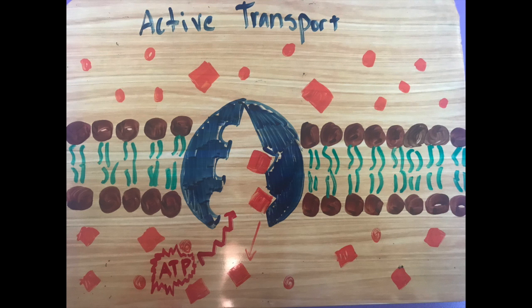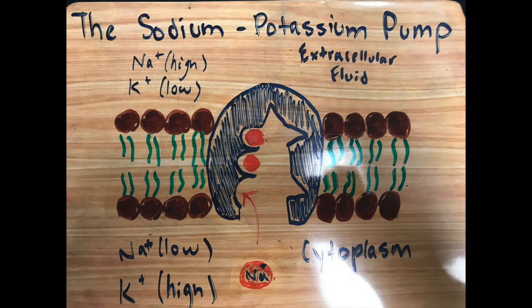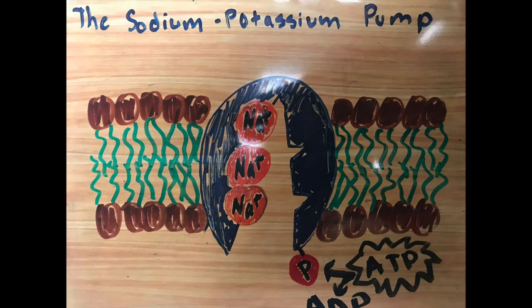Active transport pumps solute against its gradient using ATP for energy. The sodium-potassium pump moves ions against their gradient. The sodium ion concentration is high on the outside of the cell and low on the inside, while the potassium ion concentration is low outside and high on the inside.